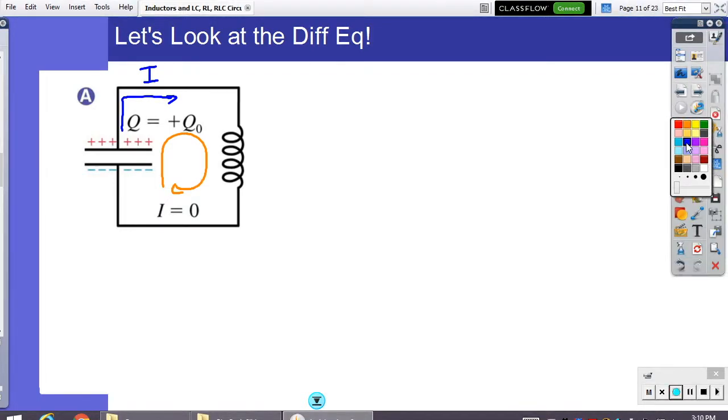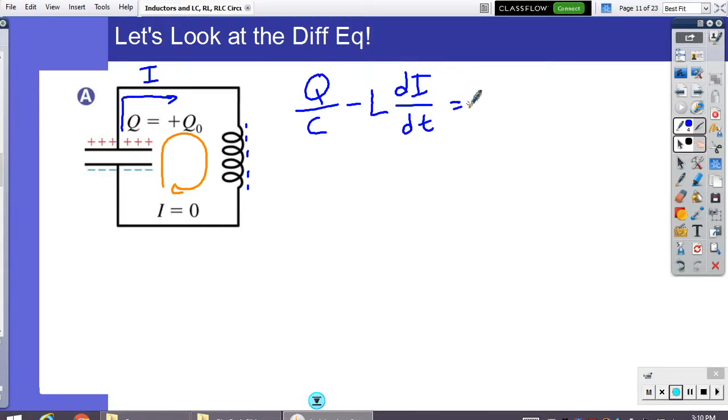The voltage that I get going across my capacitor, well, I'm going in the positive direction, so I'm going to get Q over C here. As I go across my inductor, for an inductor, I happen to know it's minus L di/dt. And those are the only two things in my circuit. So I can rearrange this a little bit. I'm going to rewrite it this way: di/dt equals Q over LC. All right.